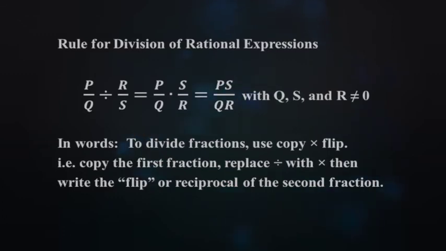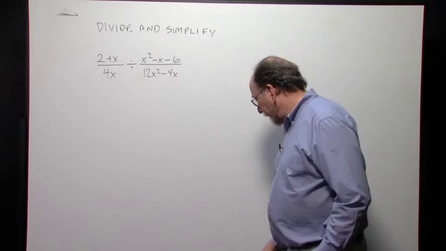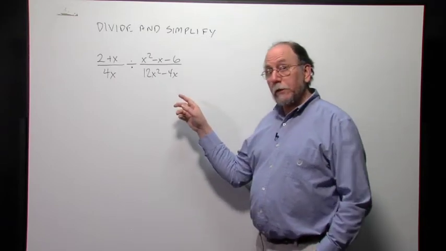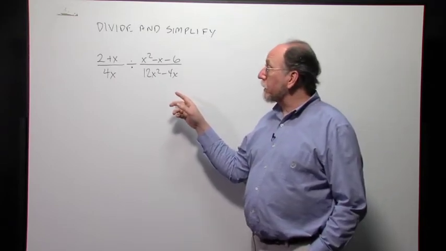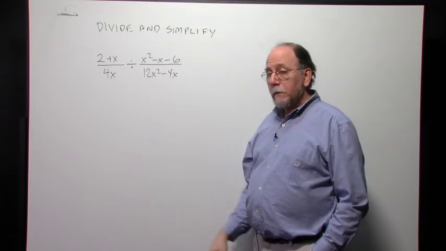PS divided by QR, because we multiply the tops and the bottoms together to multiply fractions. Remember that, just to be sure, no part of Q, S, or R can be equal to 0, because that would create division by 0, which is undefined. So we're going to apply that rule that I just explained to you to this division problem.